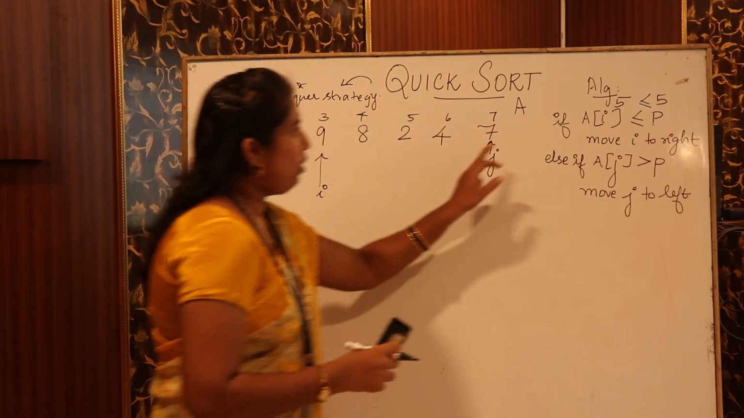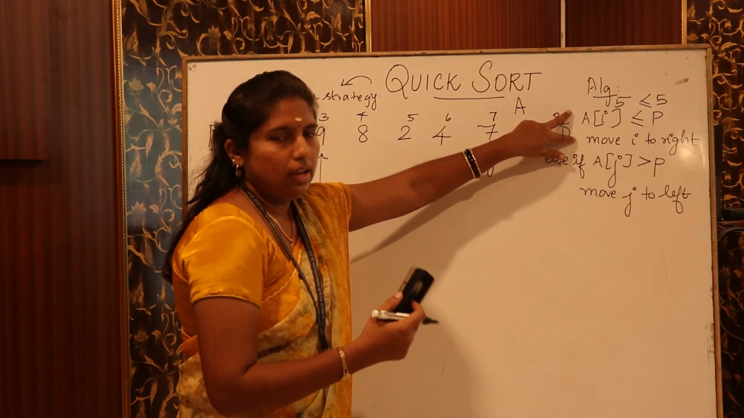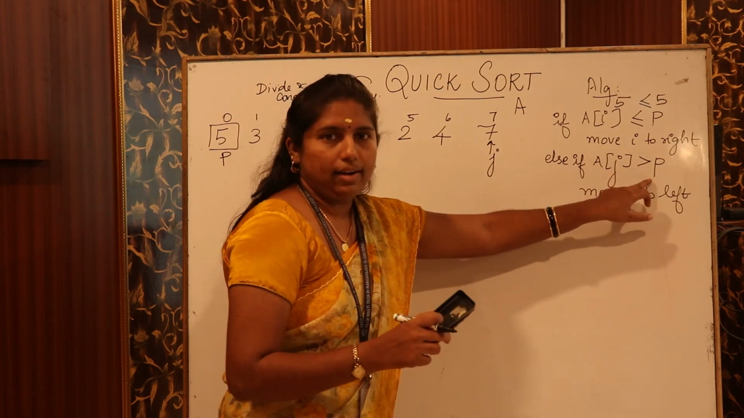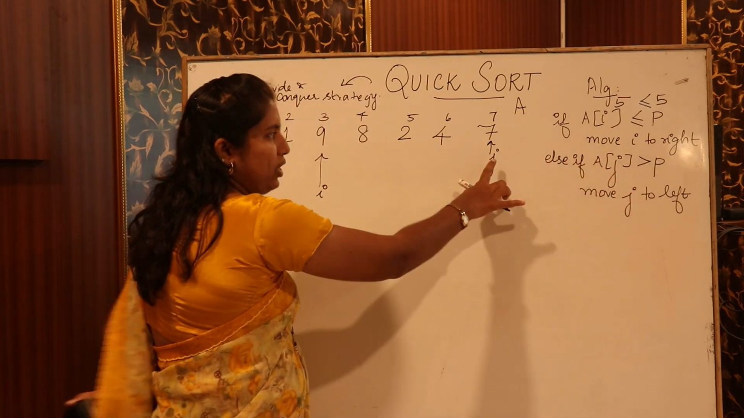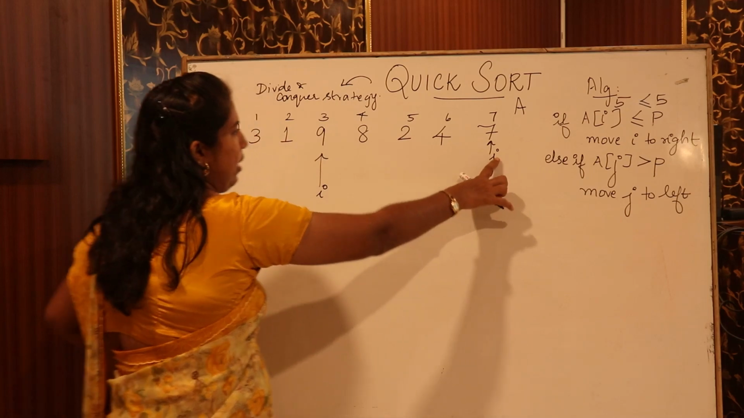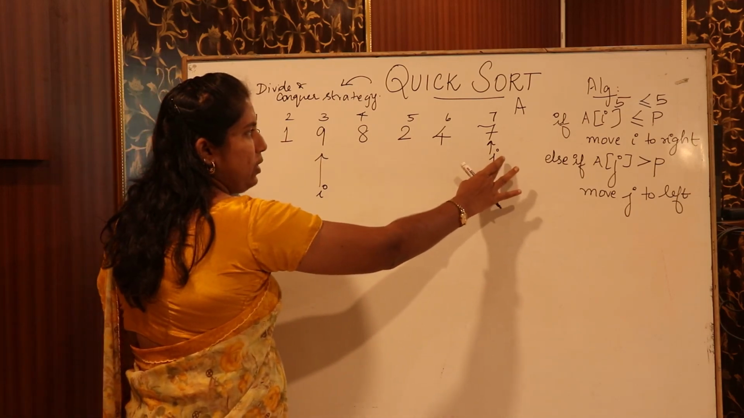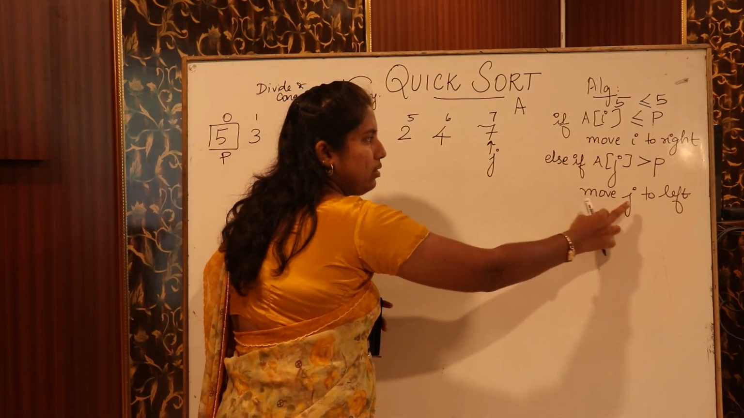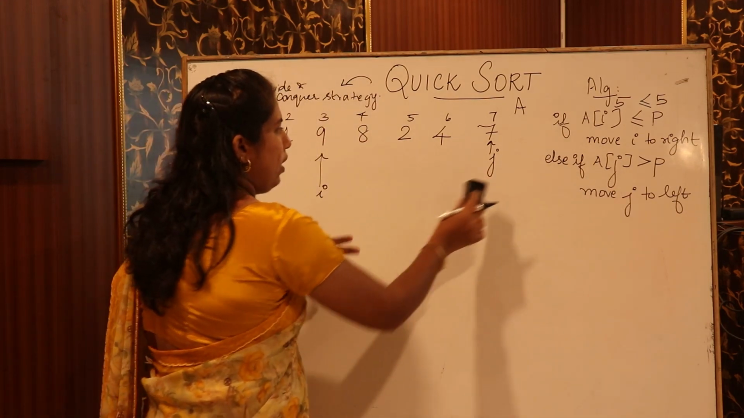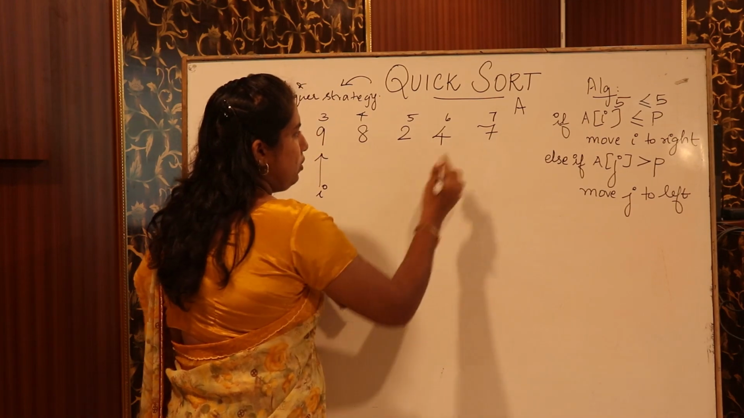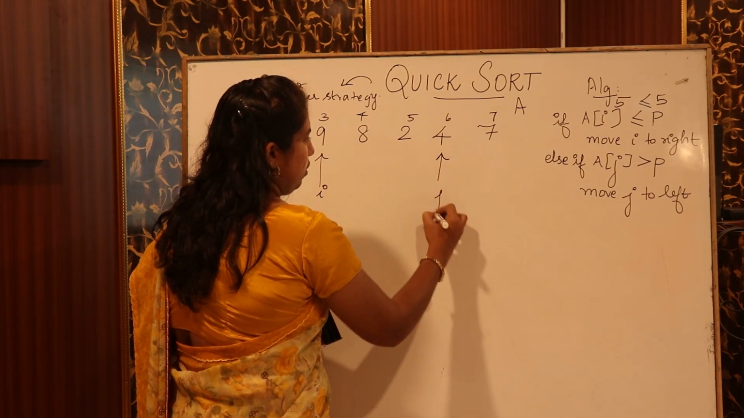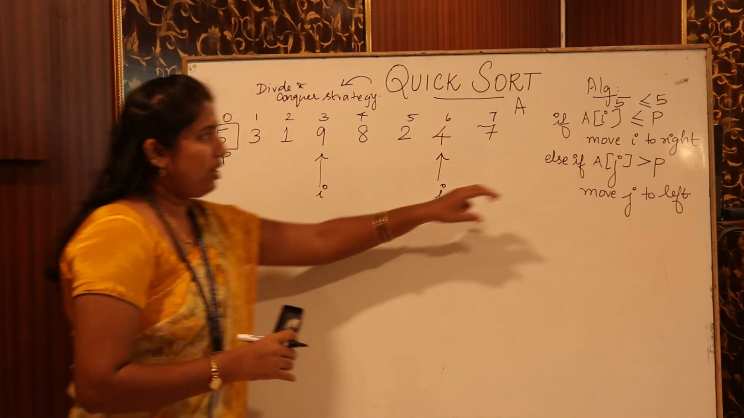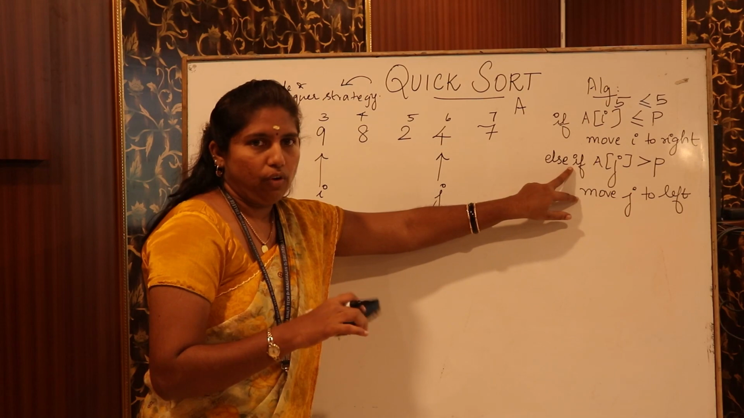Here, if this condition becomes false, we will be moving to the next line, whereby I will be checking if A of J is greater than P. So here I will be checking again whether A of J is greater than P. Actually this 7 is greater than 5, the condition is correct. So I will be moving this J to the left. So I will be moving this J prior by one index position, and it will be pointing to the 6th index. Again, I'll be checking this condition until it becomes false.